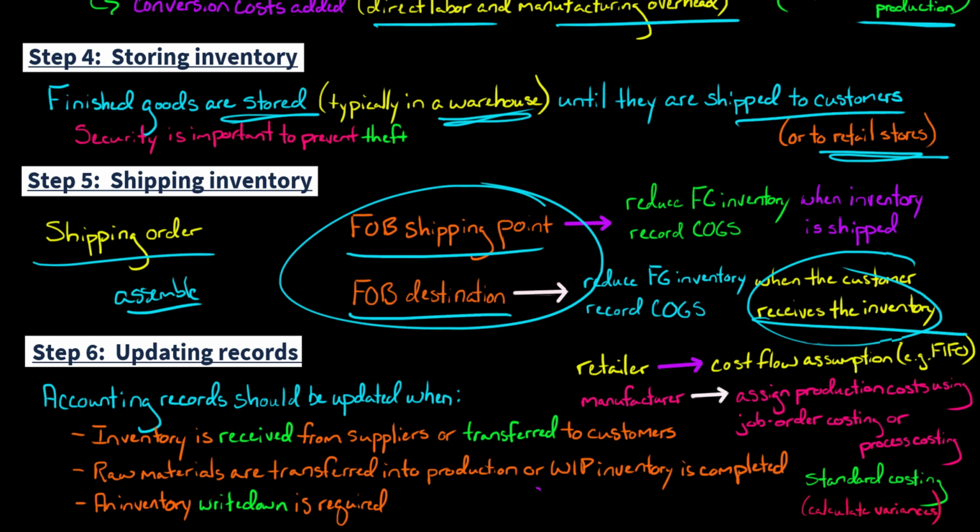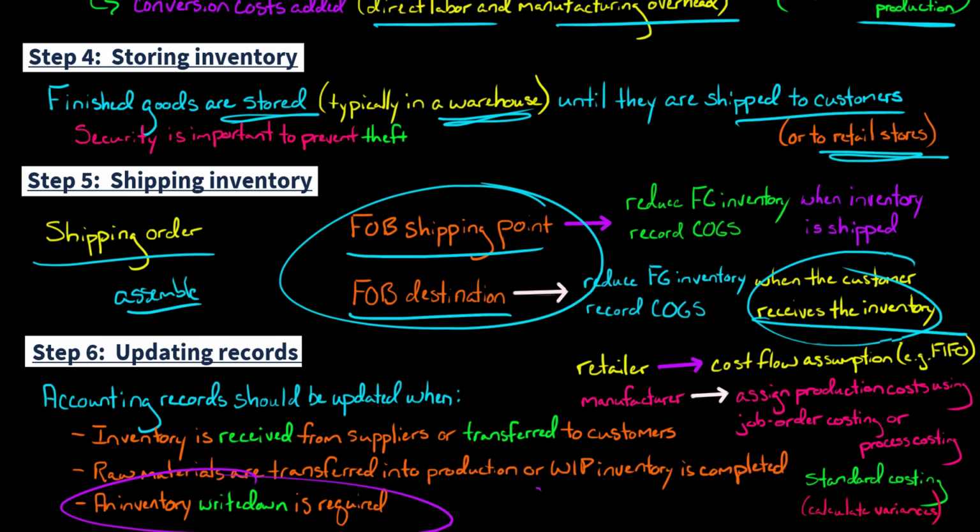Now, I didn't talk about this a lot. I've got other videos on it, but if an inventory write-down is required, then the company would need to record an expense and then reduce the inventory account. I've got some videos on inventory write-downs if you want to learn more about that. But that also would require an update to the inventory records.